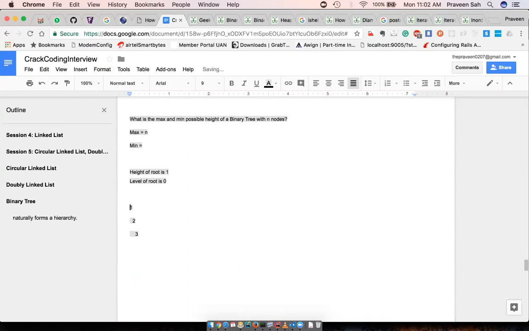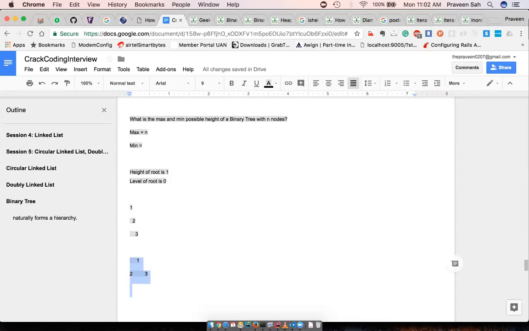This is height 3. But what if we insert this way: 1 here, then 2 here, and then 3? In this case, height is only 2. So which is better way? This is a better way to decrease the height. So I'm just asking, what is the minimum height possible?